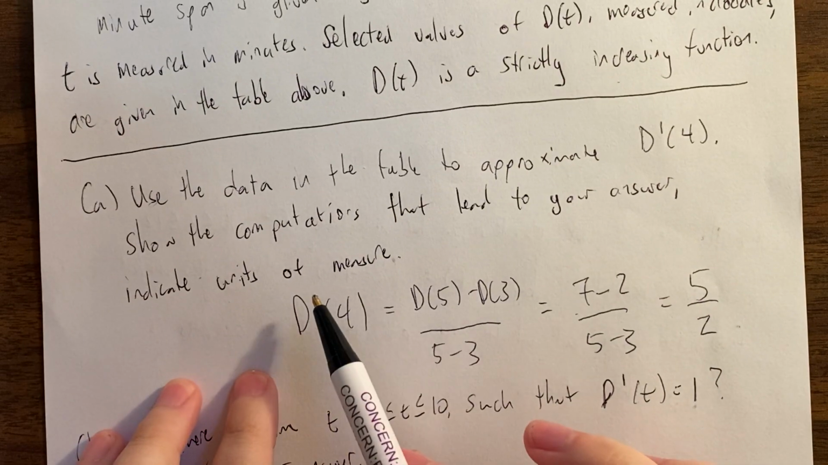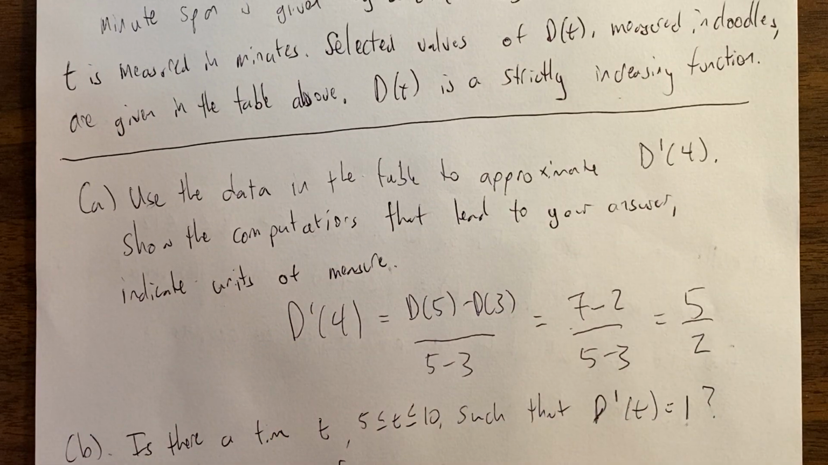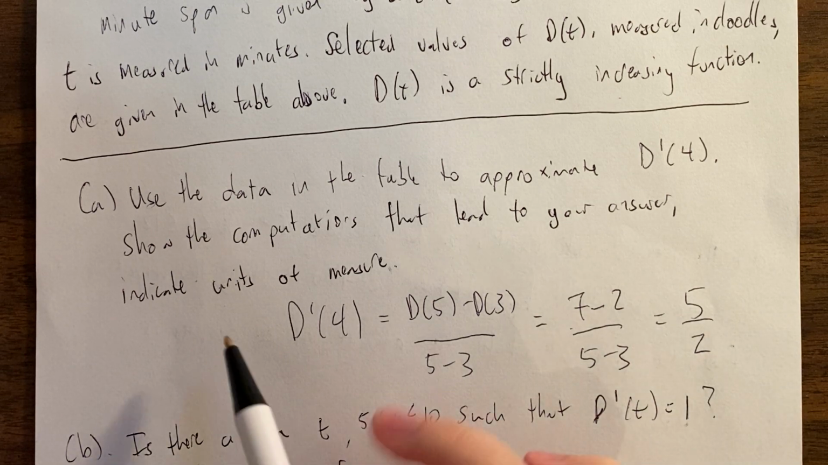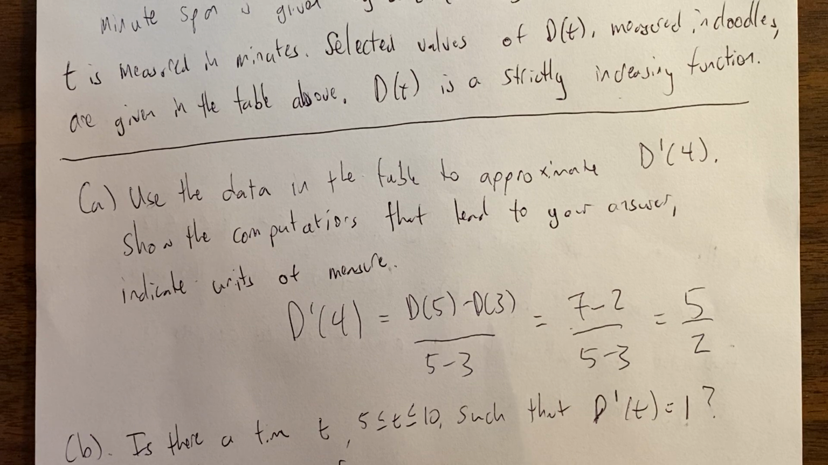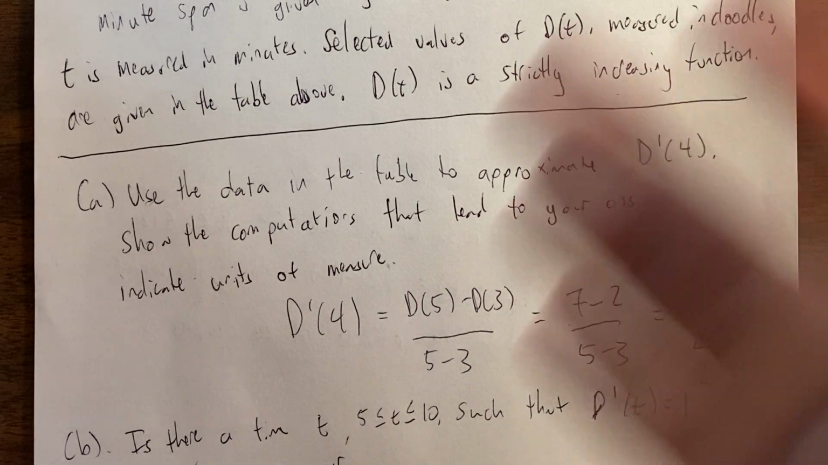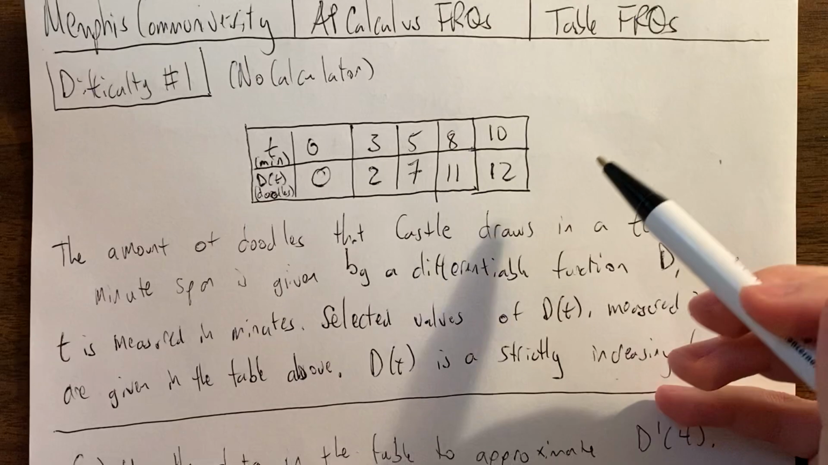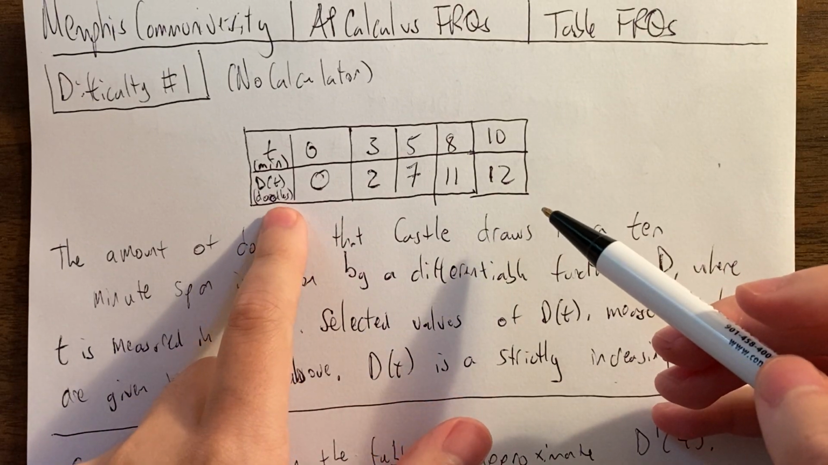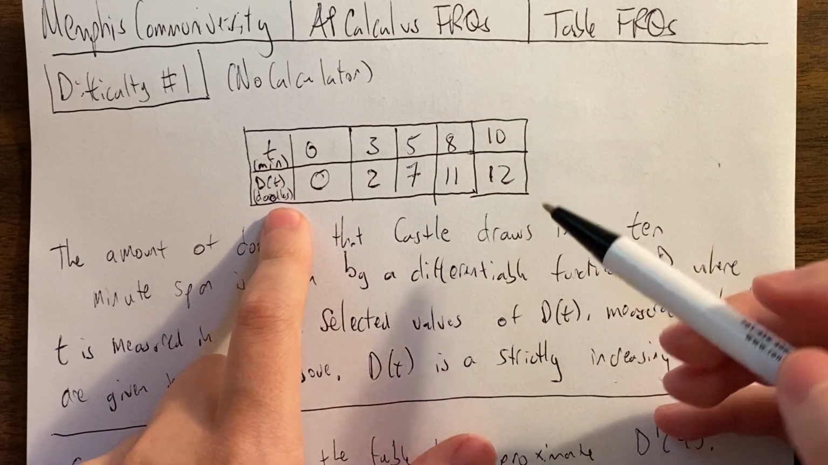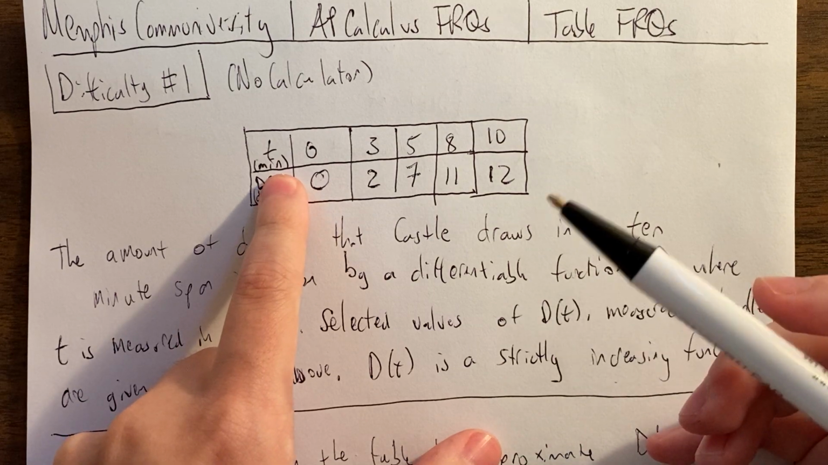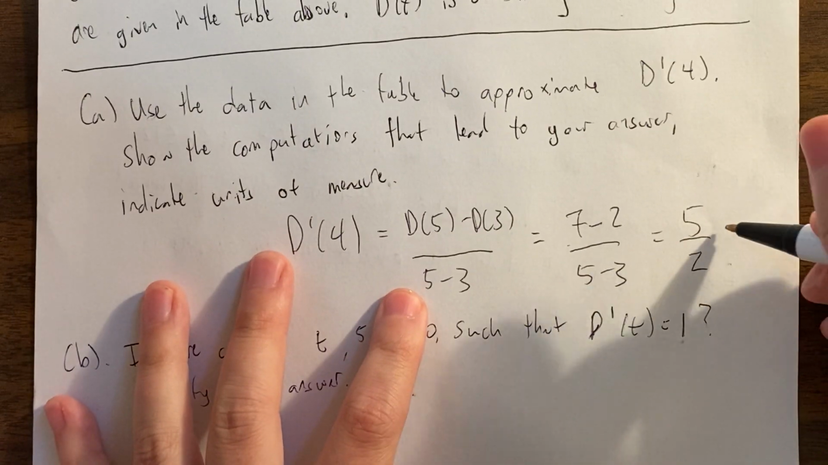It does ask me to indicate the units of measure. So whenever the AP exam asks me to put units, I'd put them. And if they don't, I don't. But I do note that they do in this case. So whenever you're taking a derivative, you just divide by time, sort of like how particle motion goes from meters to meters per second to meters per second squared as you take derivatives. So in this case, we're going to start off with doodles, and we're going to divide by our time period, which is minutes. So it's doodles per minute.